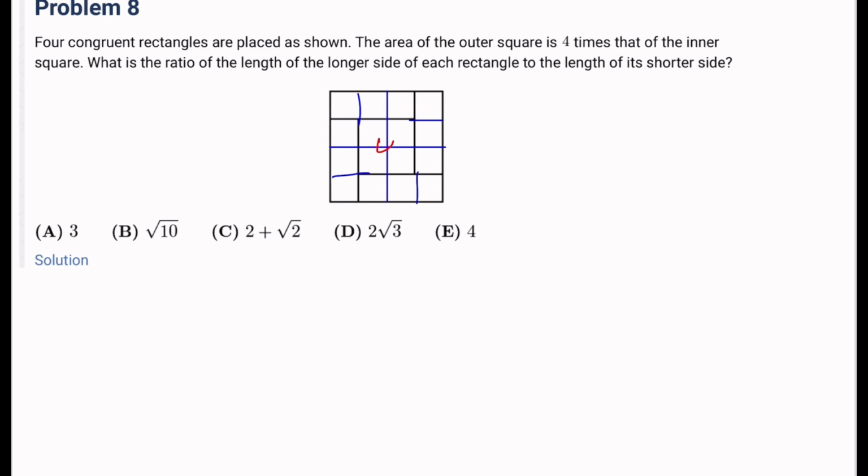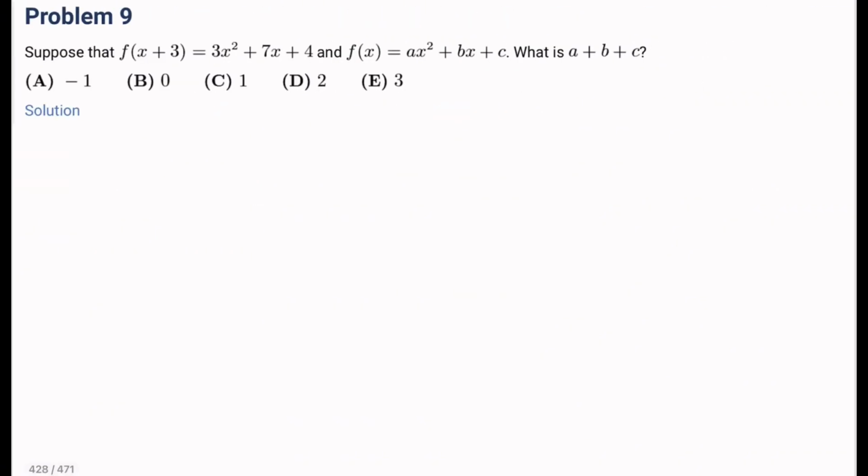And what is the length of the longer side of each rectangle? So this is each rectangle. So the length of the shorter side, it's 1 to 3, right? So it's 3, it's A. Number 9, suppose that f(x+3) equals this, and f(x) equals this. What is a plus b plus c?